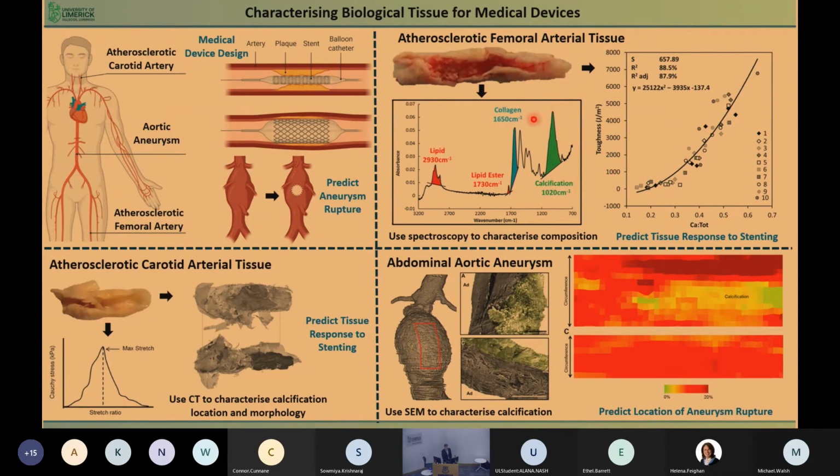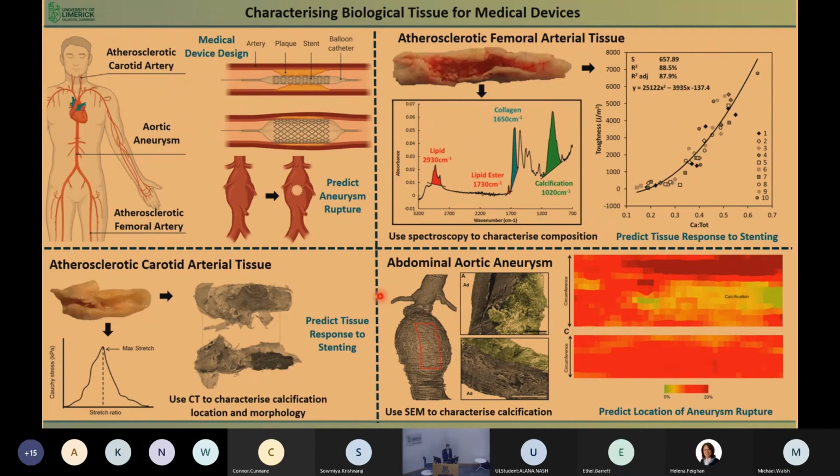these arteries. And what we were able to do then was to relate the amount of calcification, or the amount of lipid and collagen in the tissue, to the mechanical properties, in this case toughness, so how much energy it can absorb before it fails. And we use this then to predict the tissue's response to stenting and inform medical device design.